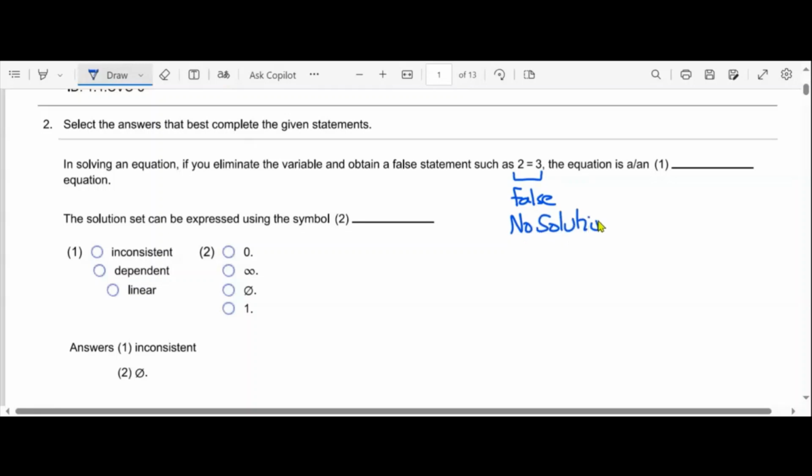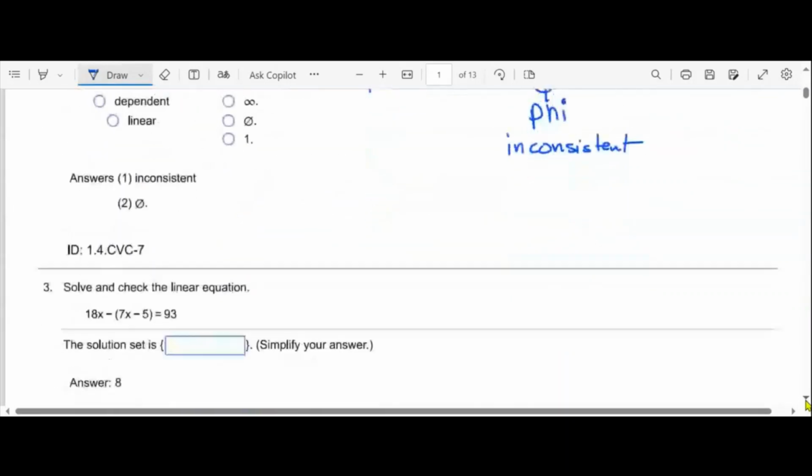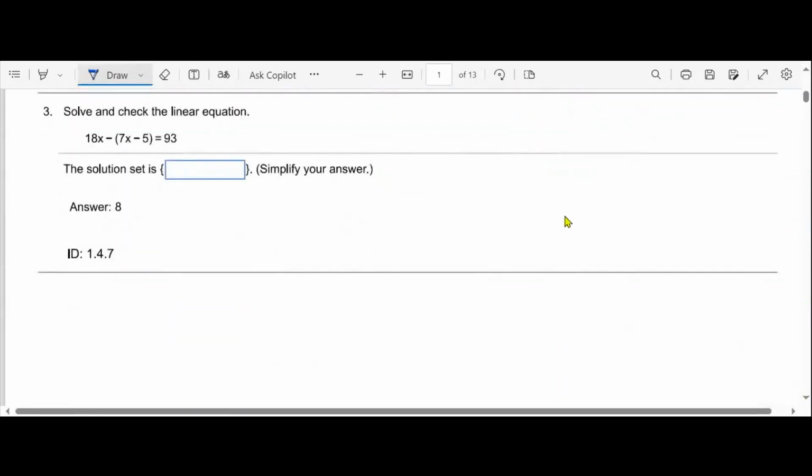Yeah. And what else did they say? Phi, right? They say phi. Yes. Now, if there is no solution, then we say it's what? Inconsistent. Inconsistent. Plus the second answer will be the phi. Exactly. So put here inconsistent, and we put here empty set, which is what? Phi. Good. Yes. Next question, please read number 3.